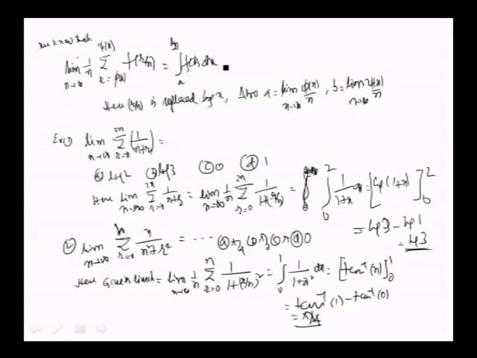So let us try one problem here. Example 1. Limit n tending to infinity of sigma r is equal to 0 to 2n of 1 over n plus r. So first of all, you have 4 options: log 2, log 3, 0 and 1.